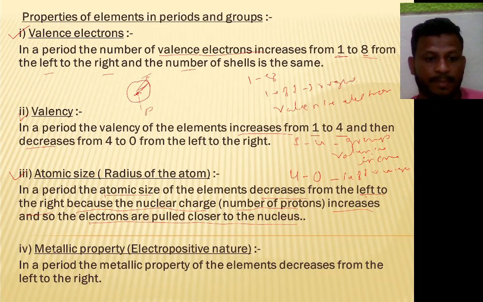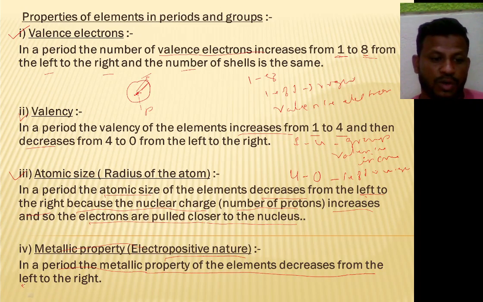Next one, the metallic property or the electropositive nature. In the periodic table, the metallic properties of an element decrease from left to right. When you face the periodic table, from your left to your right, the metallic properties go on decreasing.